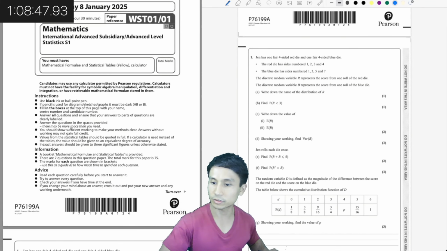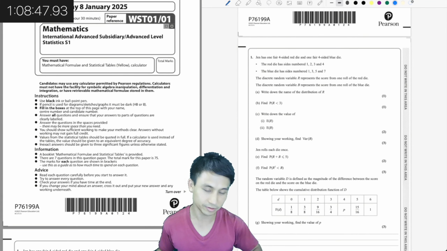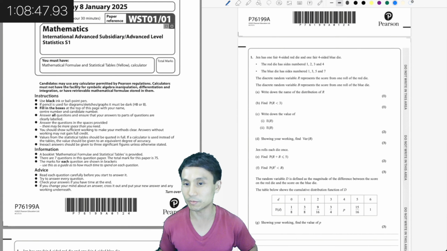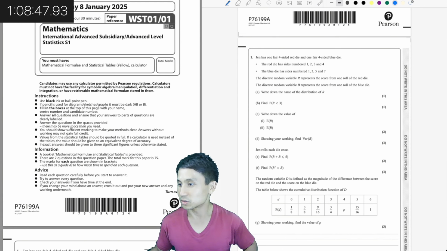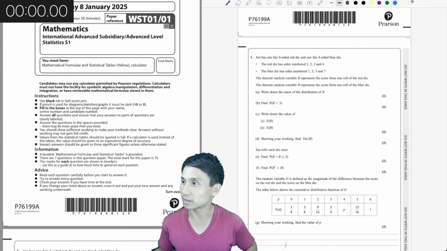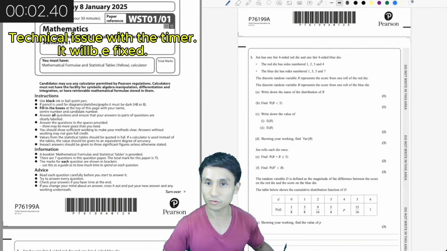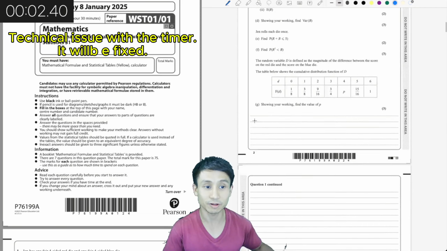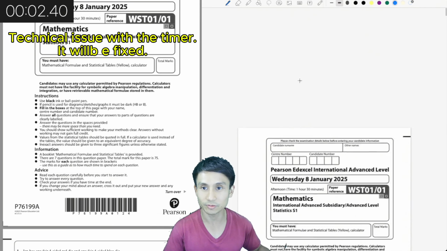Okay, so here's another walkthrough on S1 January IAL paper 2025. So I'm gonna just hit the timer again to reset, and now the timer is hit. So we're gonna walk through this whole paper. I've never seen the paper before again, so let's do it.